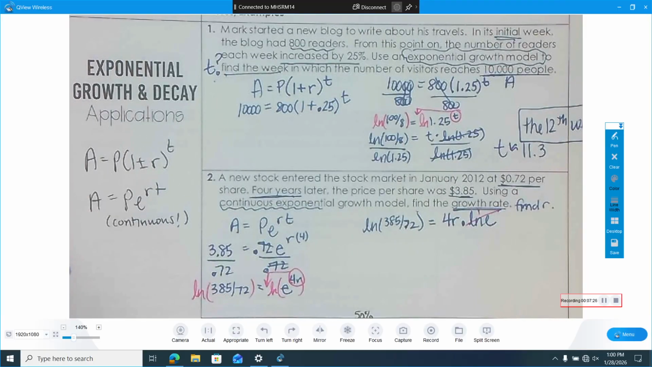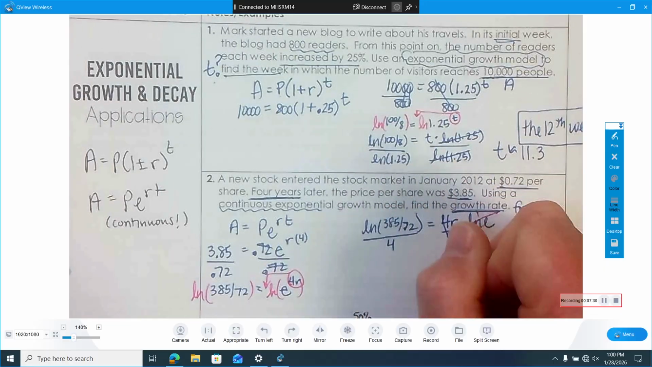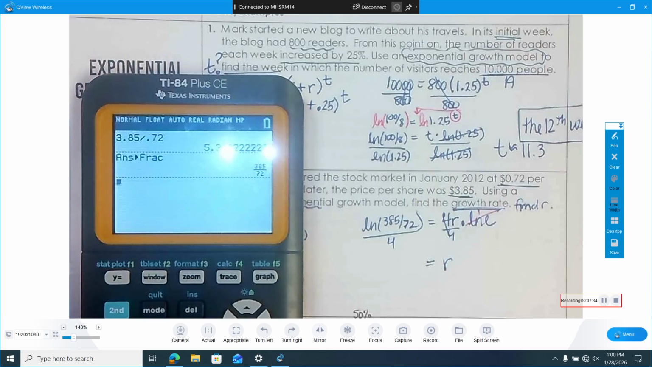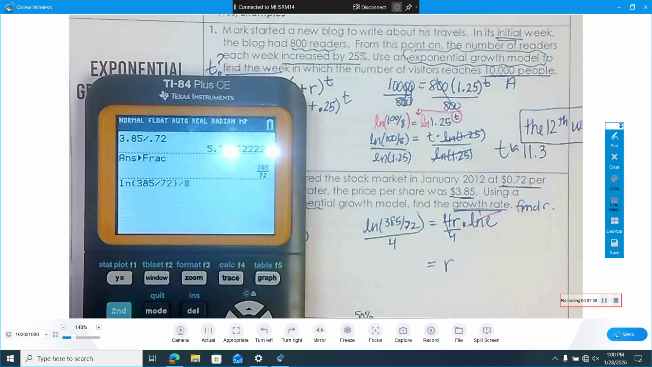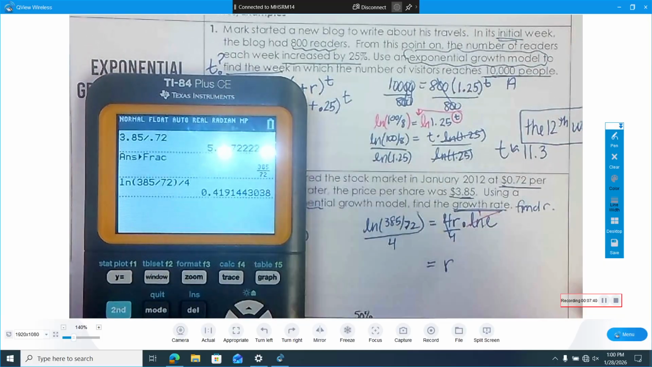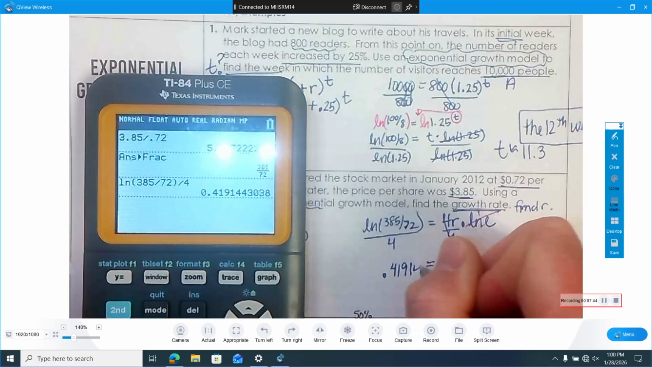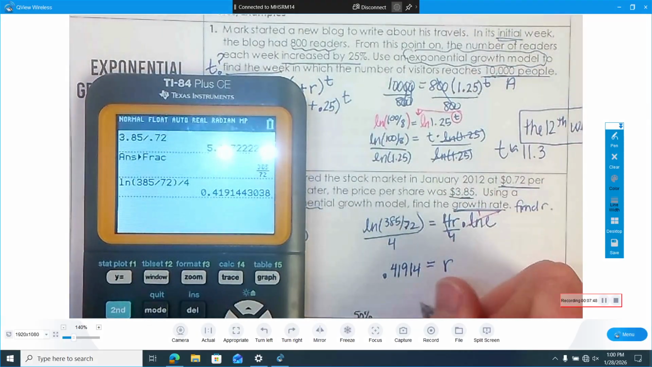And then how do you get r by itself? Divide by 4, divide by 4. So r equals, let's see, the natural log of 385 over 72 divided by 4, and that is 0.41914-ish. Okay, but that says a decimal, so what is the growth rate?